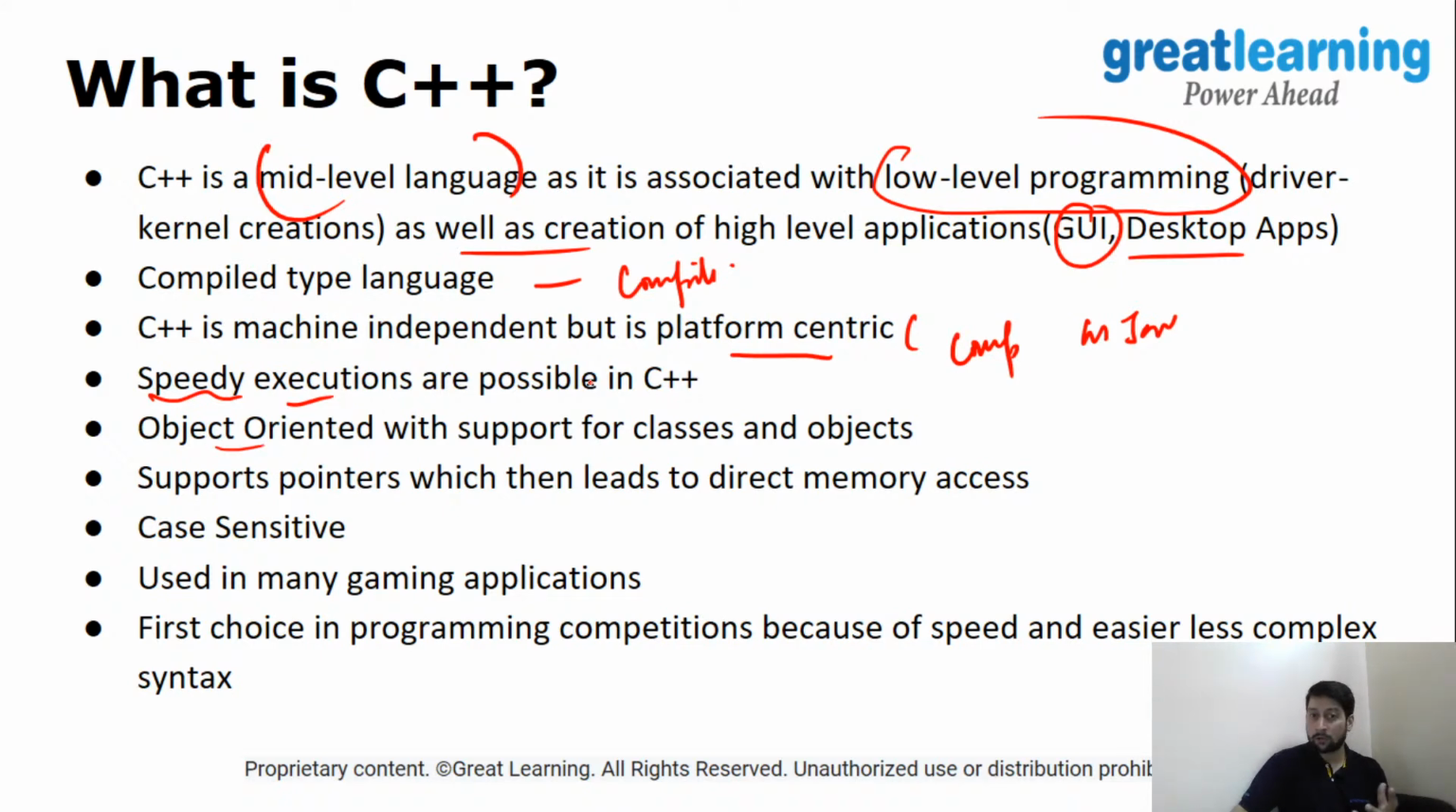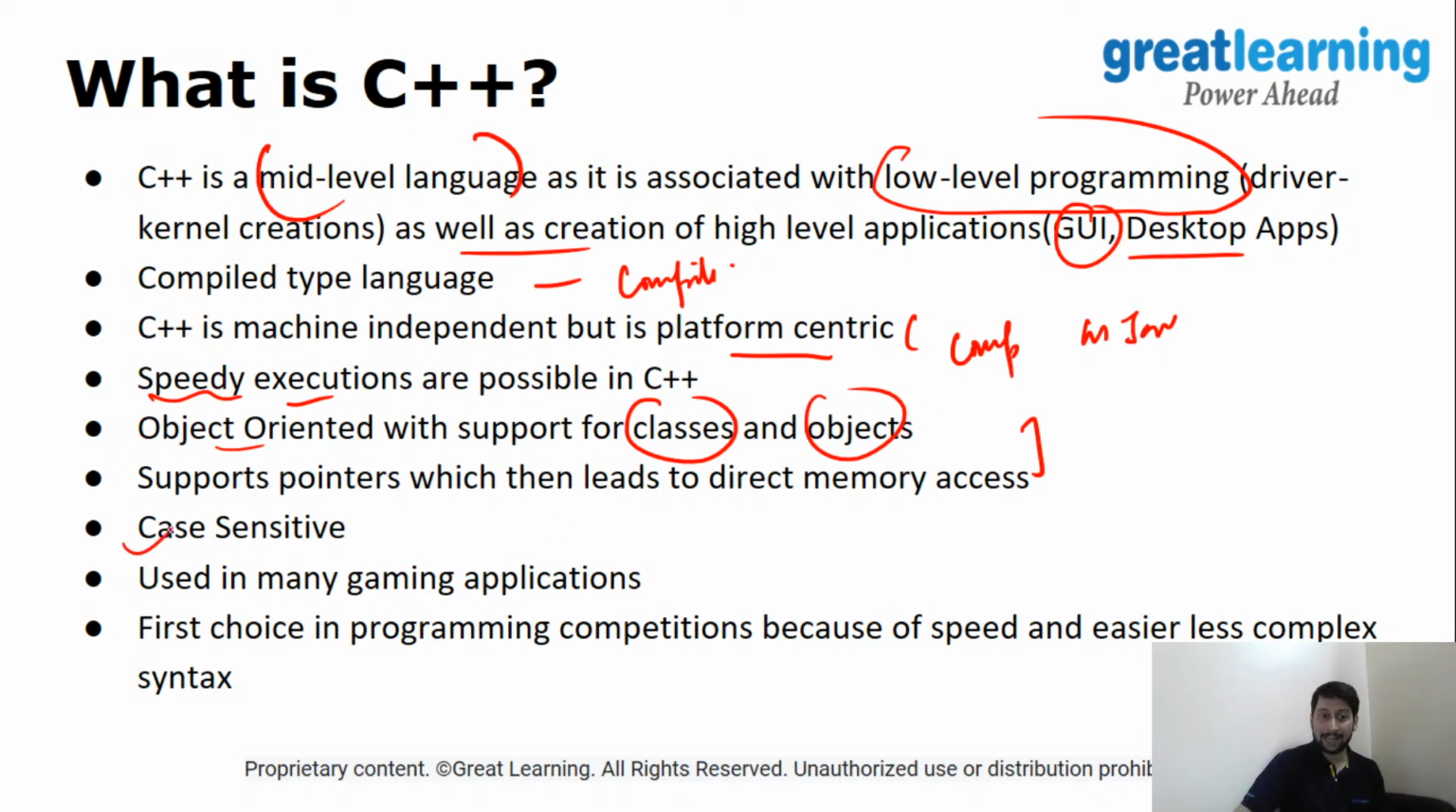It's an object oriented programming language, and it obviously supports classes and objects. It supports pointers, which lead to direct access to memory. If you have a pointer, that means you are directly accessing some address. It makes sense. Although there are some drawbacks, we can accidentally access some memory location which doesn't need to be changed or manipulated.